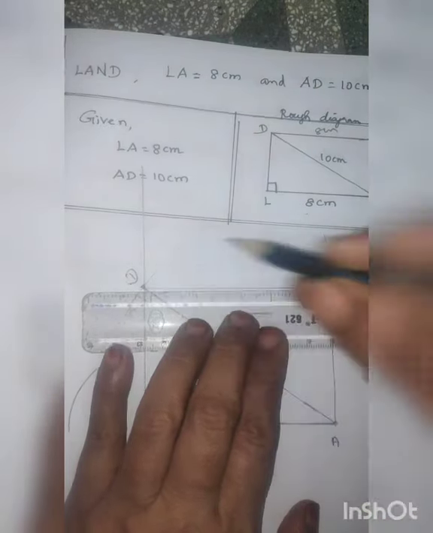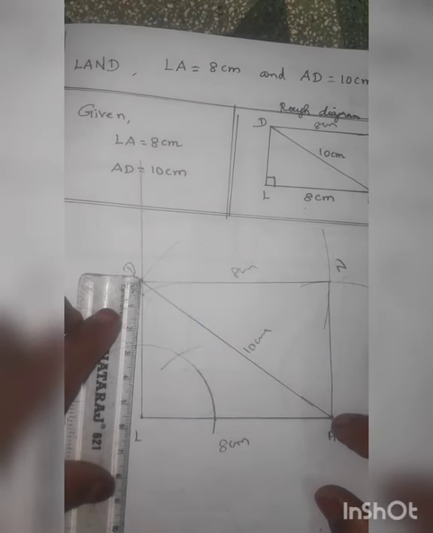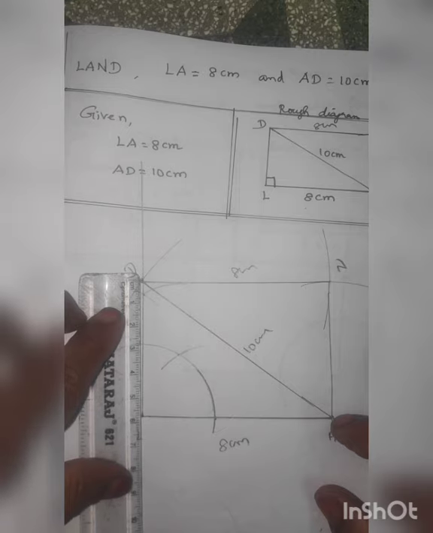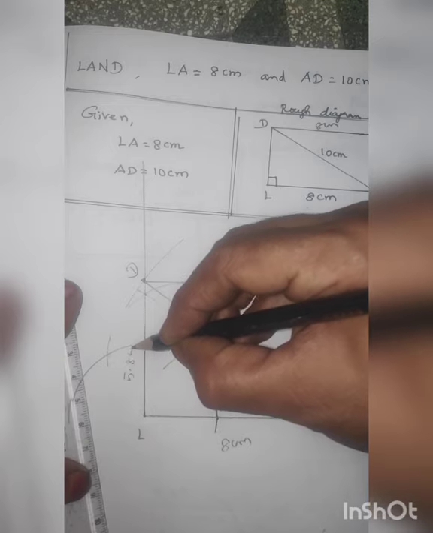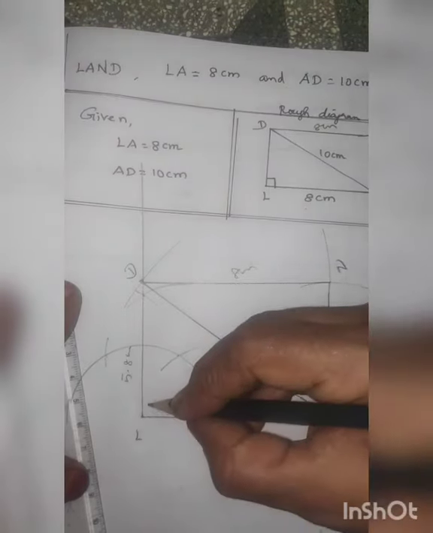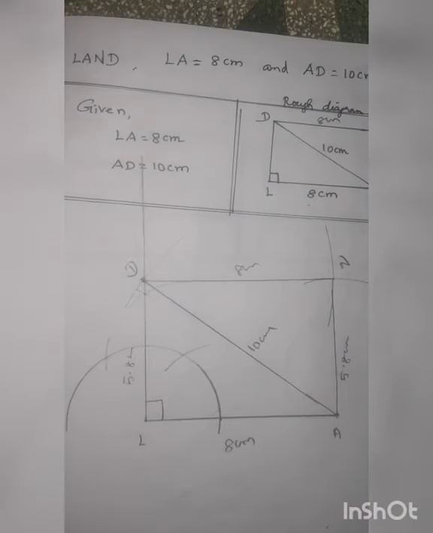How many centimeter is this? 8 centimeter. Here the measurement is not given, so you measure the length. How many centimeter? 5.8 centimeter. Here write 5.8 centimeter. Here write 5.8, which means here also write 5.8 centimeter. Put the box for the perpendicular line. All the work is now completed.